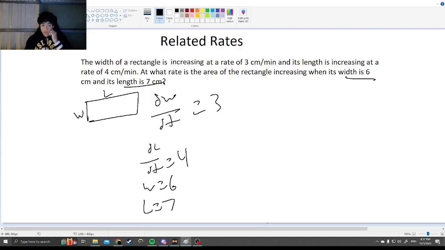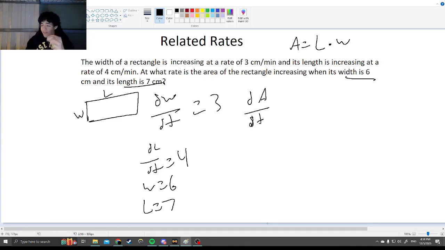And we're looking for the rate of the area of the rectangle. So we're looking for dA over dt. So just like before, we have our equation that area equals length times width. Same as before, but now it's not easy, because length isn't 3 times width or anything. They're not related to each other. It's just length and width, right?